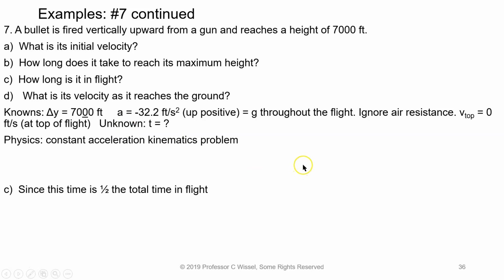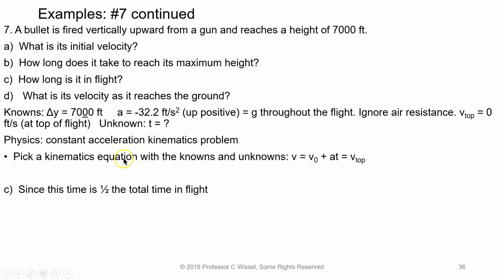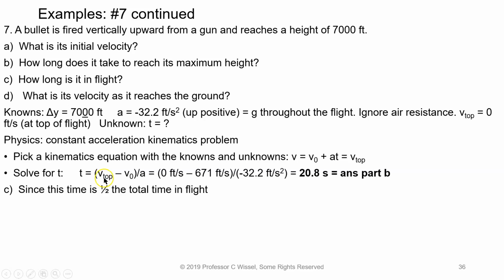Again, it's a constant acceleration kinematics problem. We pick a kinematics equation that has all of these things in it. We know v naught, we know a, and we know v. We can solve this for t. T equals v top minus v naught divided by a. And of course, v top is 0. We could have dropped that out here if we need to. And minus 671 feet per second divided by negative 32.2 feet per second squared. Okay, so it ends up being 20.8 seconds, and that's the answer to part B.